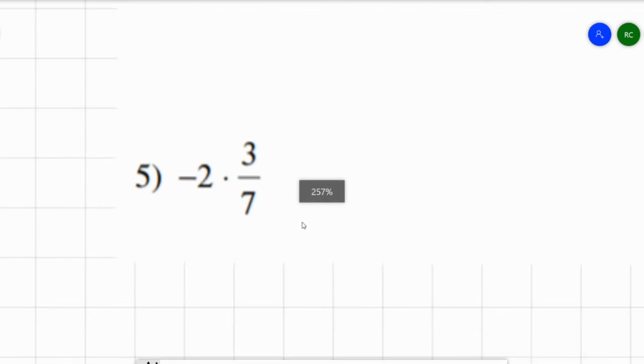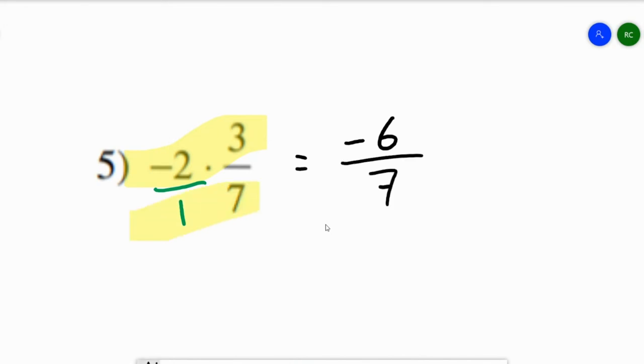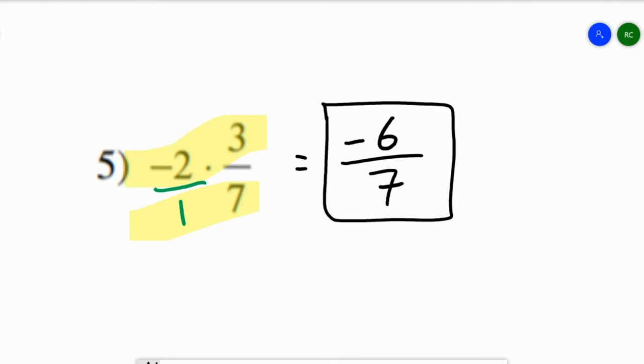All right, number 5. Negative 2 times 3 over 7. This is, again, an excellent time to remind everybody that the number negative 2 is not just an integer. It's not just a whole number. It's also a fraction. And actually, this one ends up being pretty straightforward. Straight across the top, negative 2 times 3 is negative 6. Across the bottom, 1 times 7 is 7. The answer is negative 6 over 7.